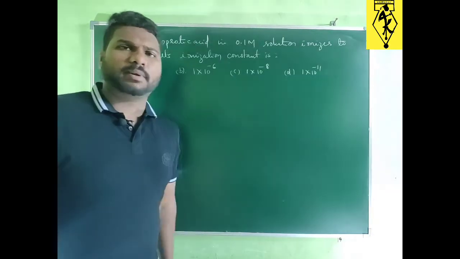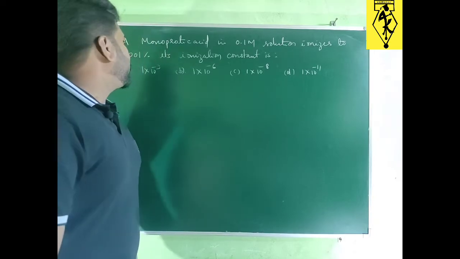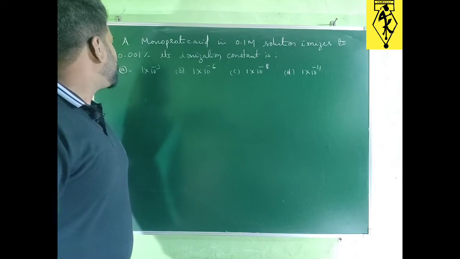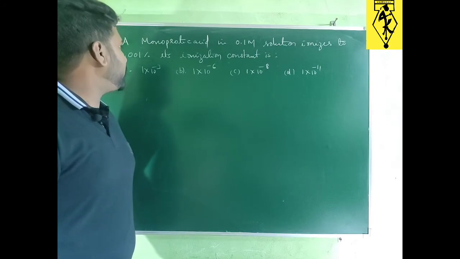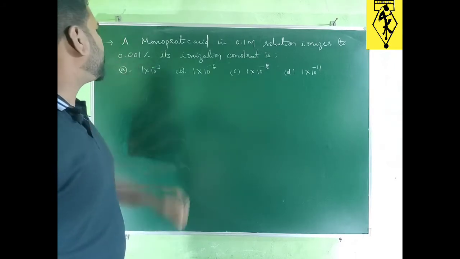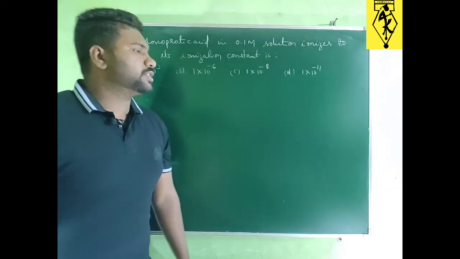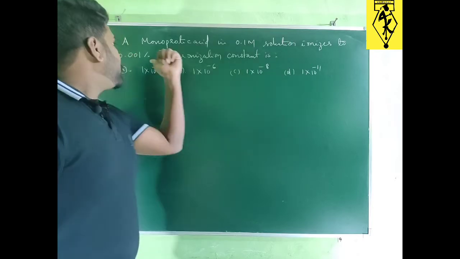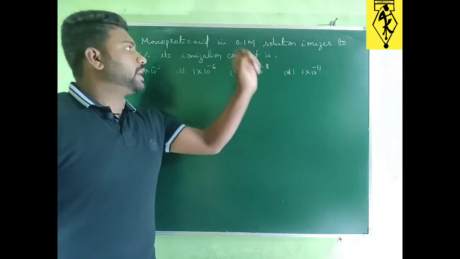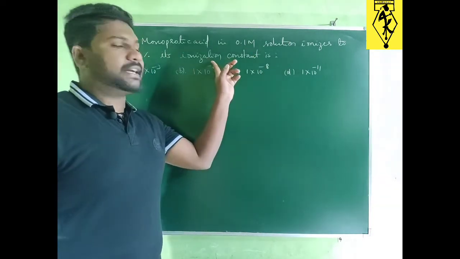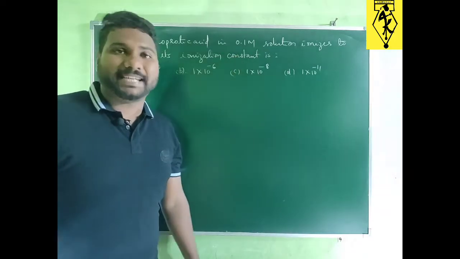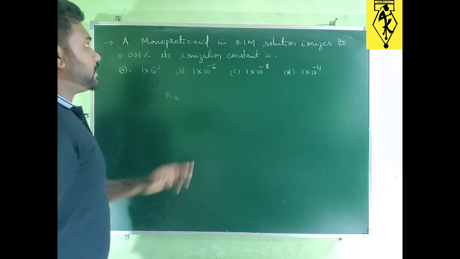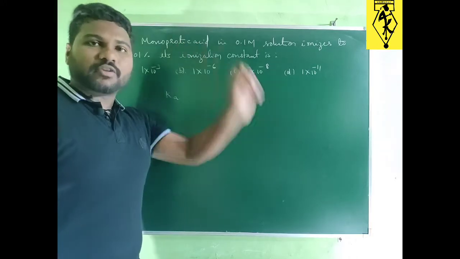Let us discuss this problem. What they have given here: a monoprotic acid in 0.1 M solution ionizes to 0.001 percentage. Its ionization constant is? They have given the ionization and the concentration, and they are asking us to calculate the ionization constant, right? They are asking us to calculate Ka because they are talking about a monoprotic acid.